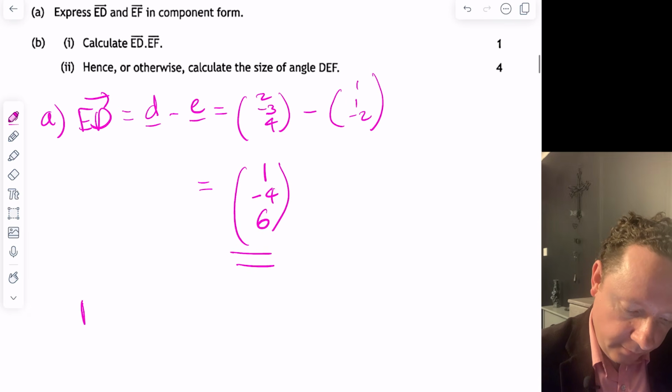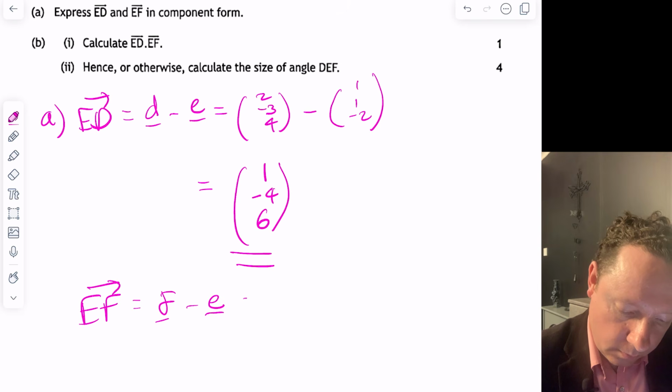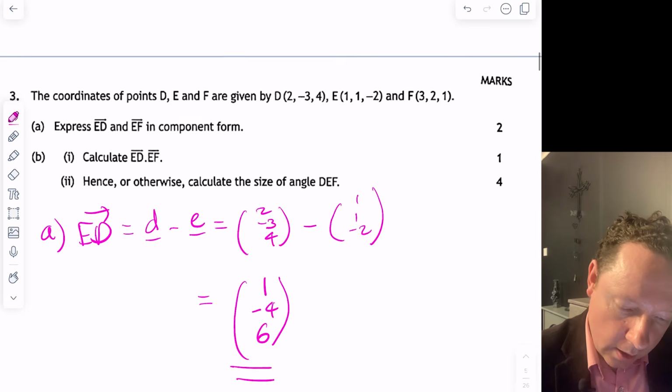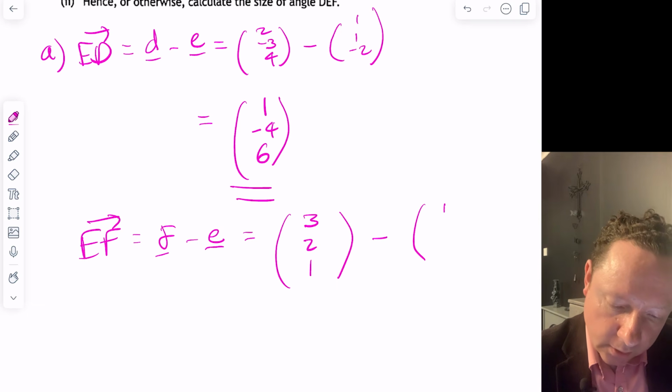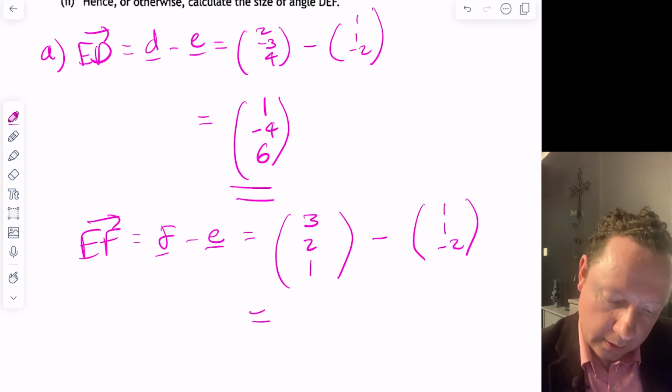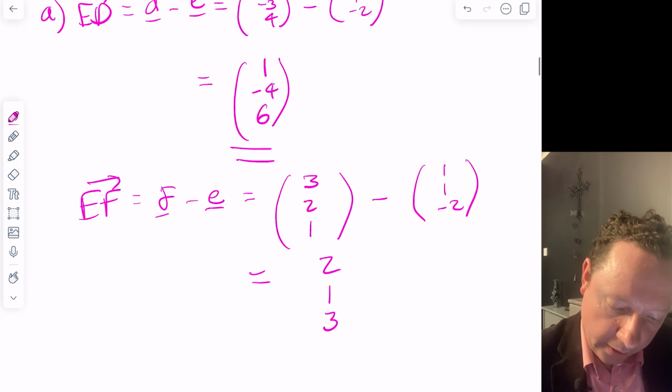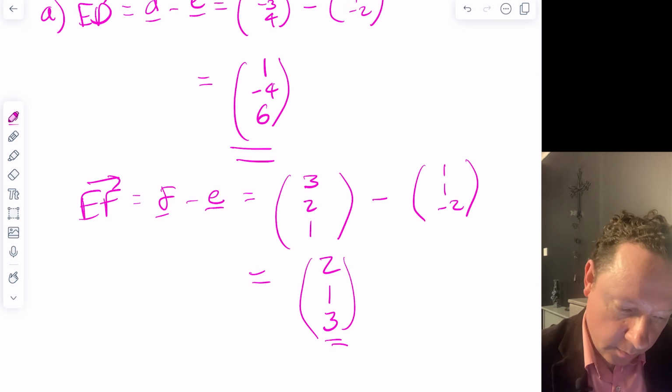Same for EF. F minus E, that is. So we've got (3, 2, 1) minus (1, 1, minus 2). 3 minus 1, that's 2. 2 minus 1 is 1. 1 minus minus 2 is 3. So that's us done part A.